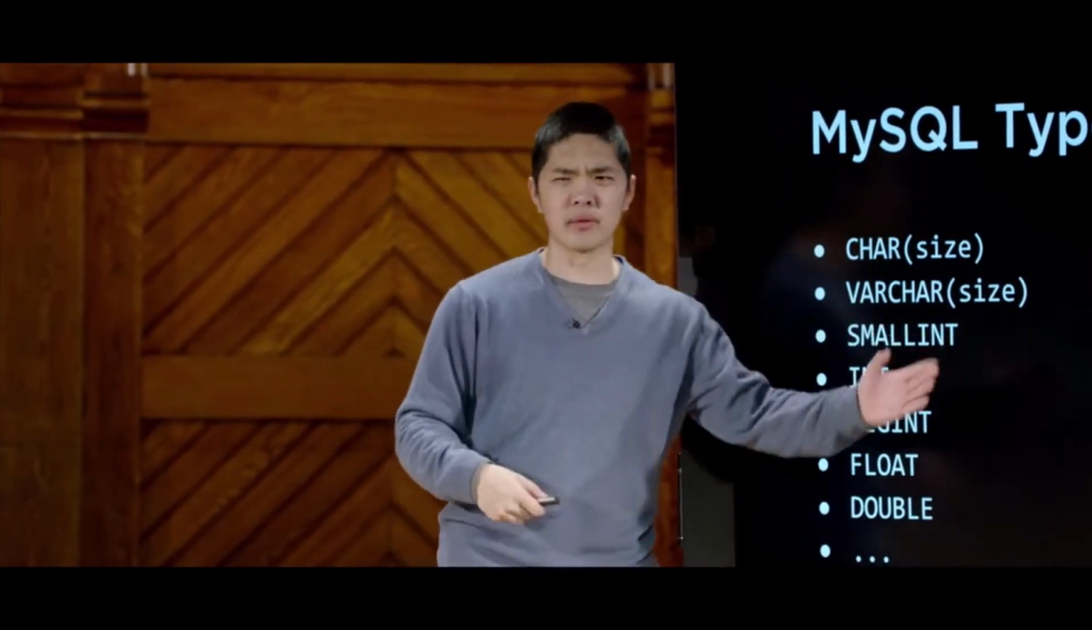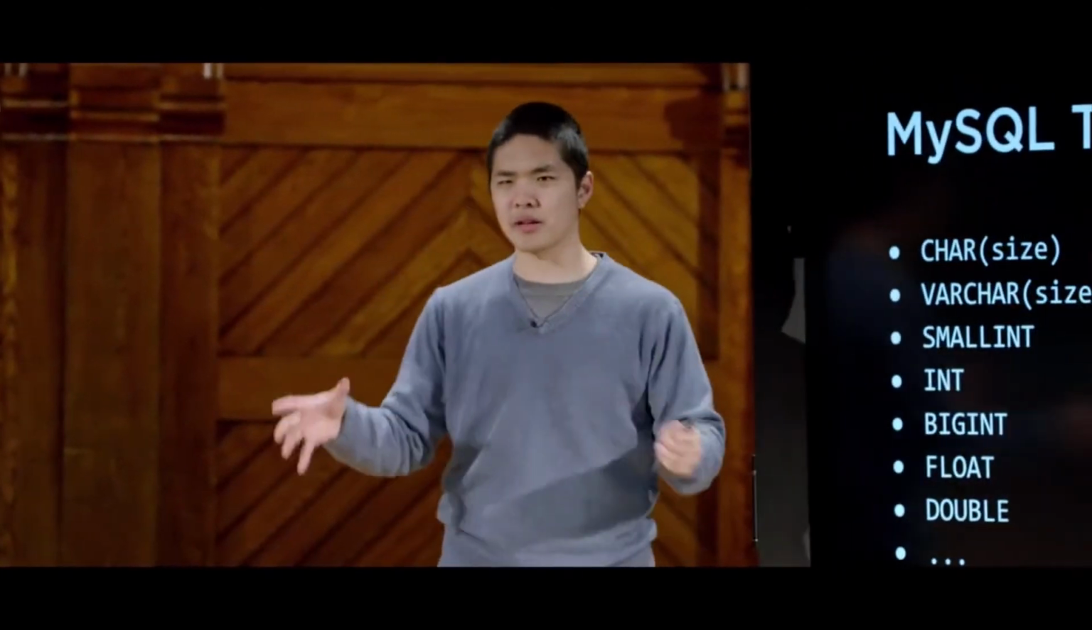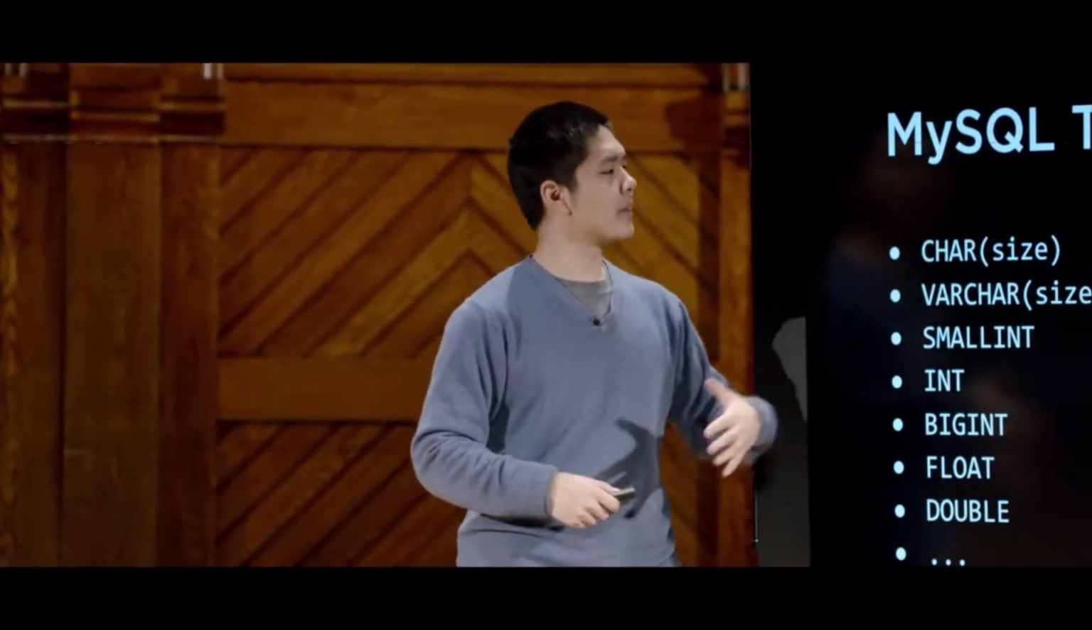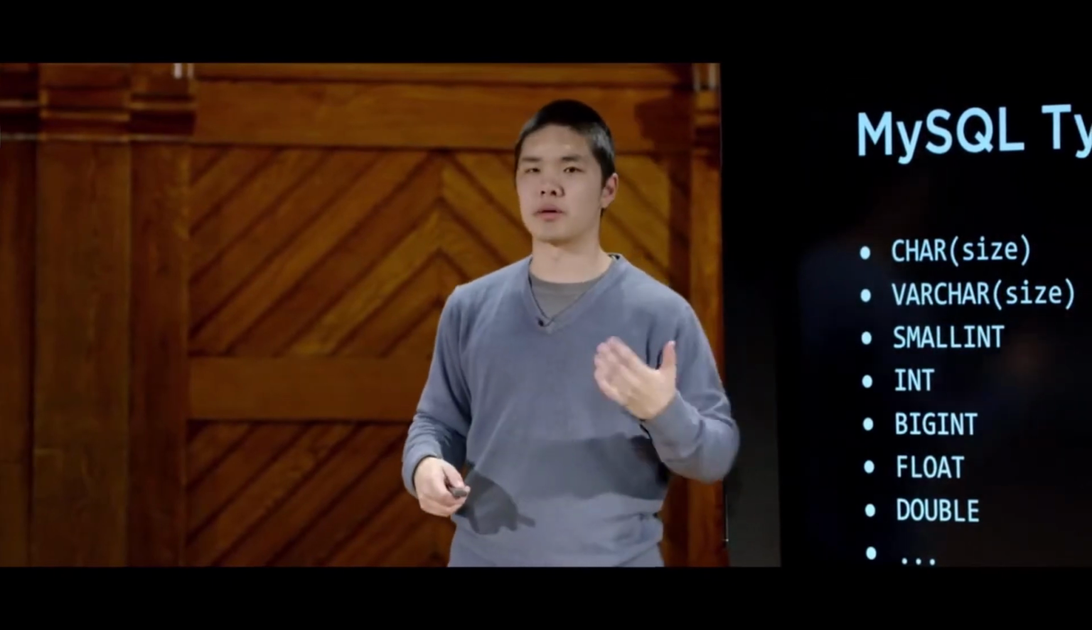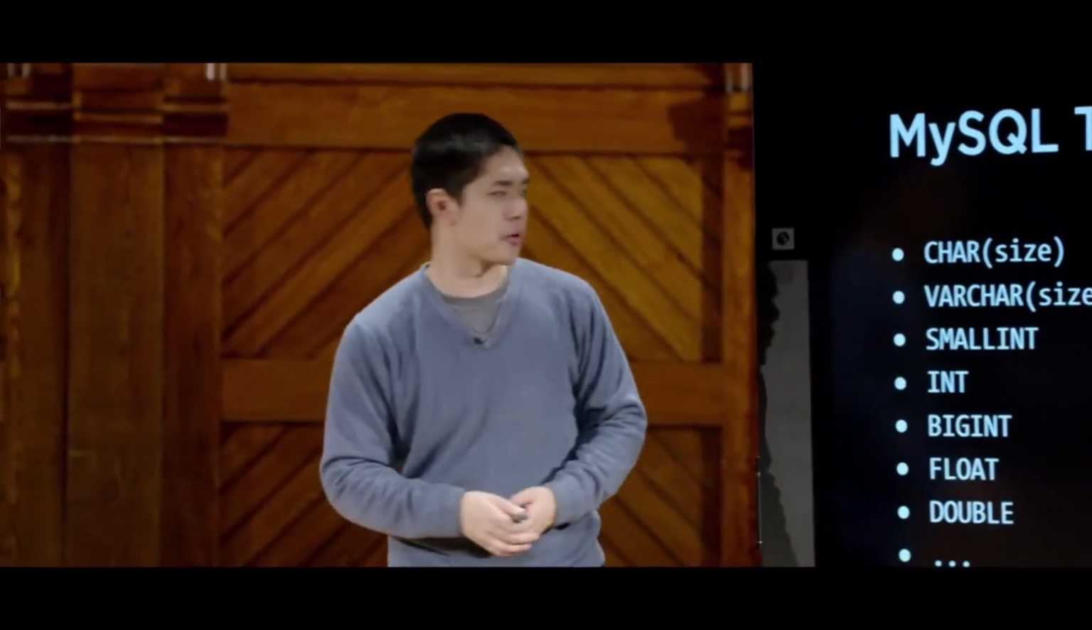Varchar of a size is similar, and this is a variable length character. If something isn't going to be exactly a certain number of characters, but maybe up to a certain number of characters, you can use varchar to say, you know, maybe sometimes it's going to be fewer characters, but it could be up to size number of characters. And there are trade-offs there too.